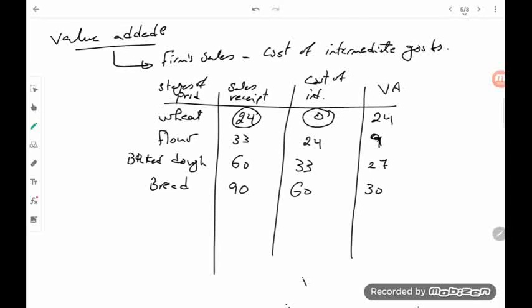If you are going to add the value added in each stage, it will be 90, which is the price of the bread sold in the market. So the summation of value added should be equivalent to the price of the final product sold in the market.